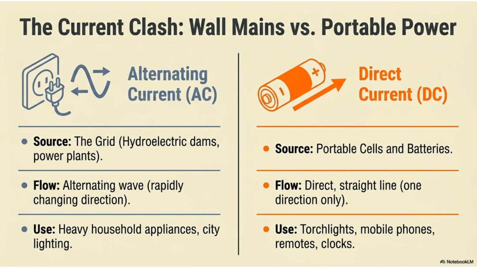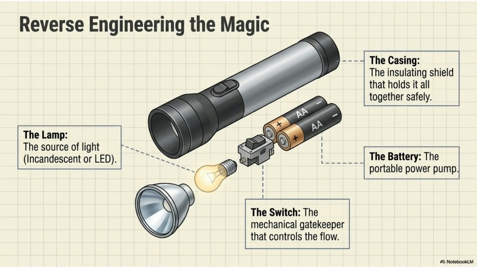We use two main types of electricity: alternating current, or AC, which comes from the power grid and changes direction, and direct current, or DC, which flows in one direction and powers our portable devices. To understand how these work, let's reverse engineer a simple flashlight. It consists of a lamp for light, a battery to provide power, a switch to control the flow, and an insulating casing to hold it all together safely.